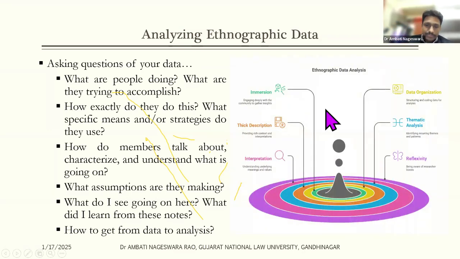When you talk about data analysis, you're trying to immerse yourself in the data, whatever data you got. You start familiarizing yourself with the data you collected, trying to understand the context of the entire research that you have done. Once you understand the data, you start organizing it. You start structuring the data, coding the data, generating the codes. Once you generate the codes, you start looking for themes based on the description that you got.